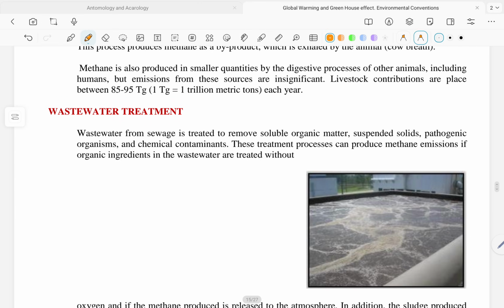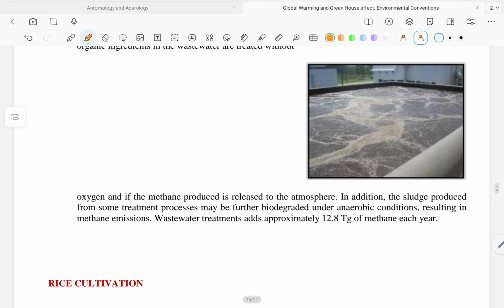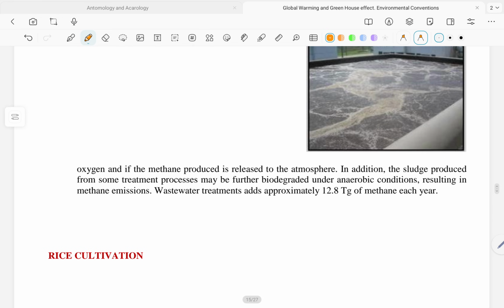Wastewater treatment. Wastewater from sewage is treated to remove soluble organic matter, suspended solids, pathogenic organisms, and chemical contaminants. This treatment process can produce methane emissions if organic ingredients in the wastewater are treated without oxygen, and if the methane produced is released to the atmosphere. In addition, the sludge produced from some treatment processes may be further biodegraded under anaerobic conditions, resulting in methane emissions. Wastewater treatment adds approximately 12.8 metric tons of methane each year.